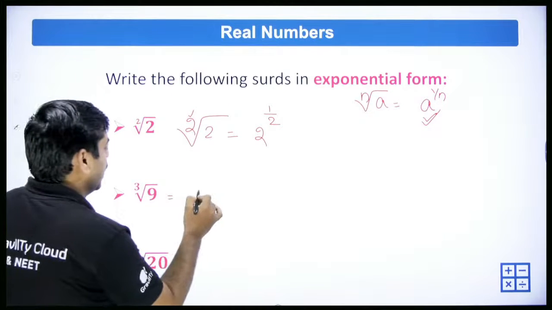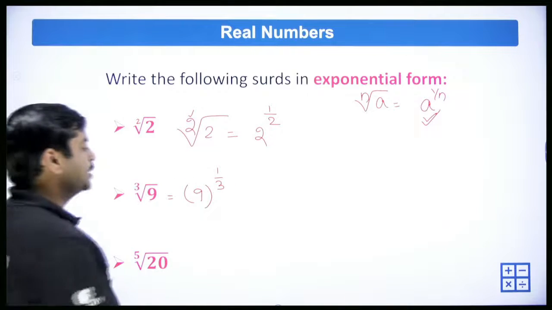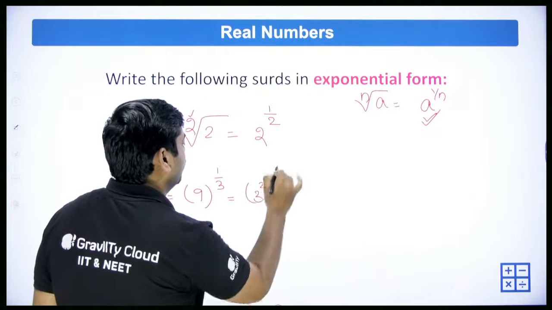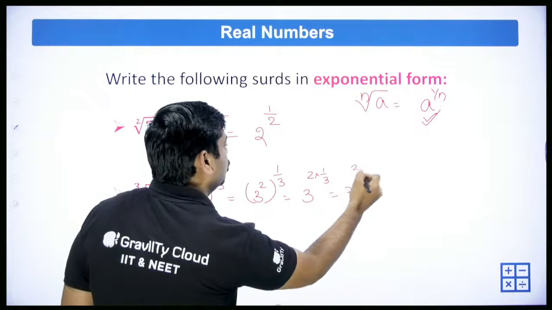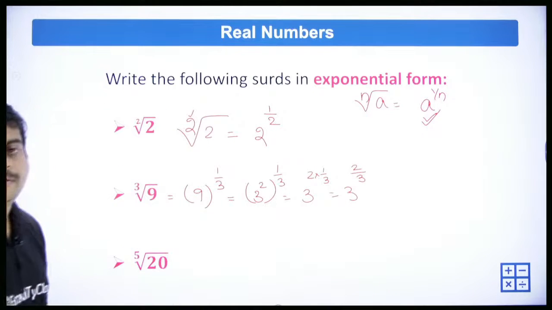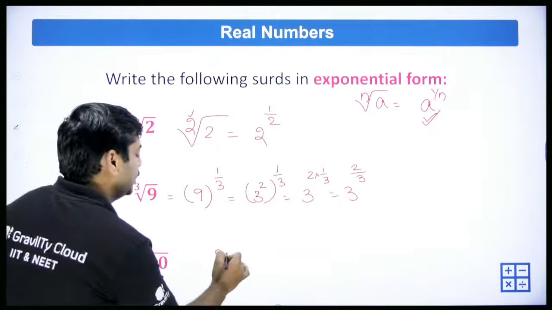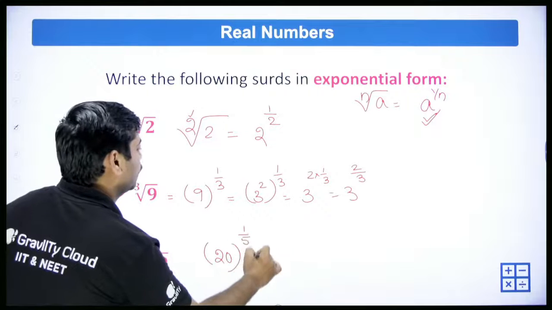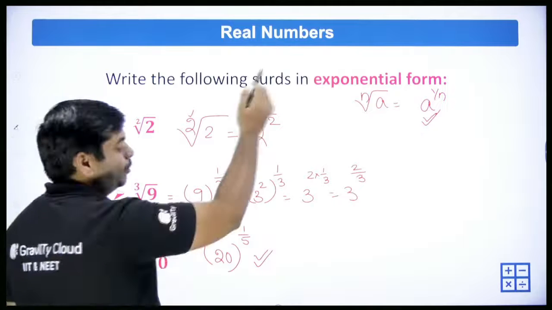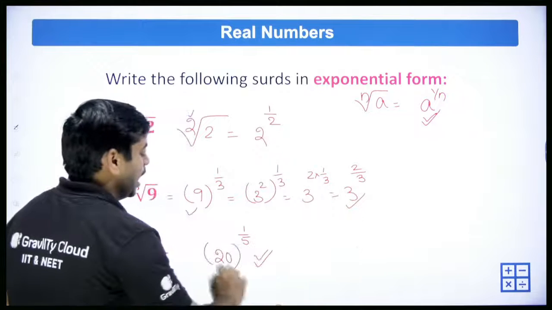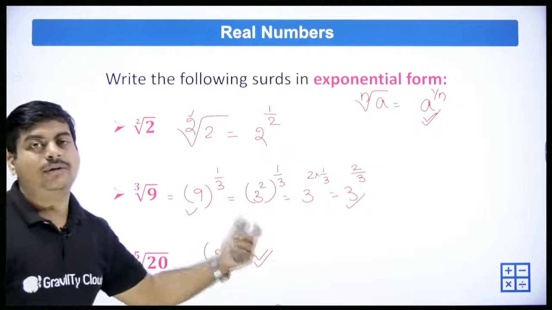This is a 9 power 1 by 3. What is 9? Again 3 square. 9 is 3 square. So 3 square whole power 1 by 3. So 3 power 2 into 1 by 3, that will give you 3 power 2 by 3. The same way, fifth root of 20 is 20 power 1 by 5. You cannot further solve that. You can leave it as it is. You can also leave 9 power 1 by 3 as it is. That is also the same exponential form, and this is also the correct one for fifth root of 20. We cannot further solve that.